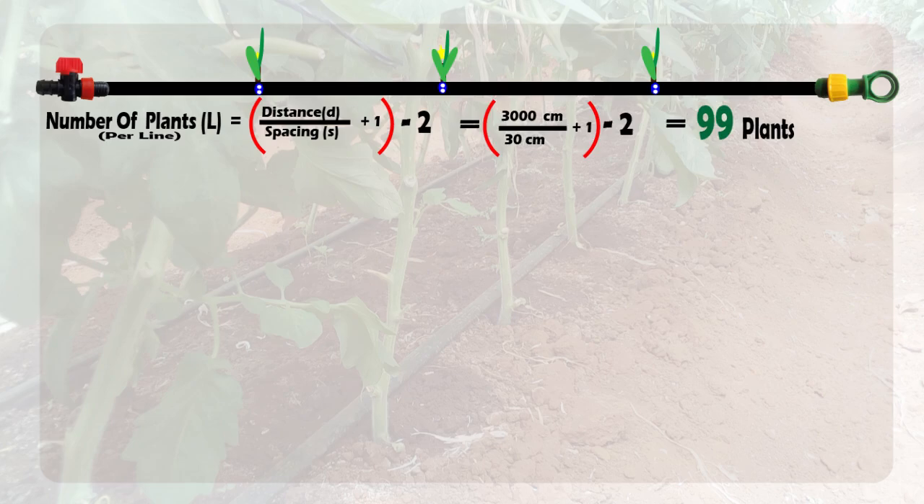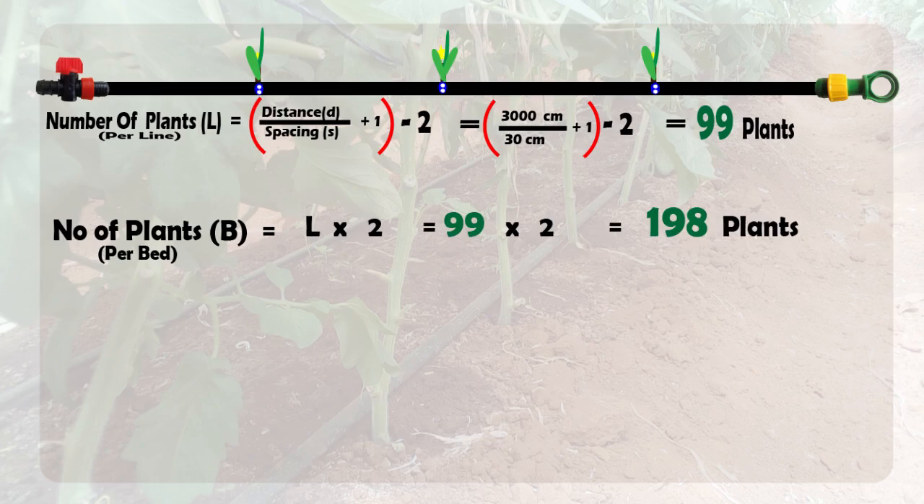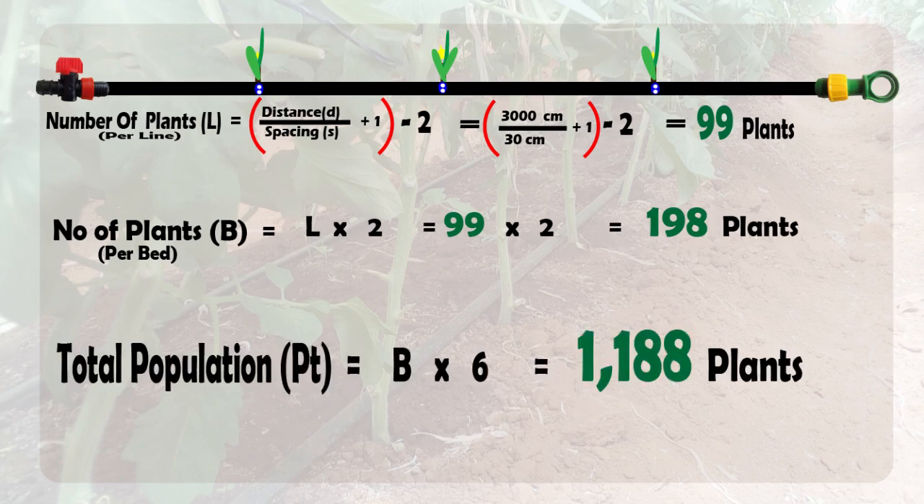By doing this, we get the number of plants per drip line to be 99 plants. And since we have 2 drip lines per bed, the number of plants per bed is 198 plants. Finally, as we had said, we have 6 beds in the greenhouse. So the total plant population becomes 1,188 plants.